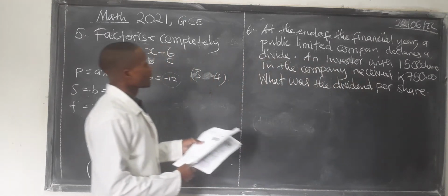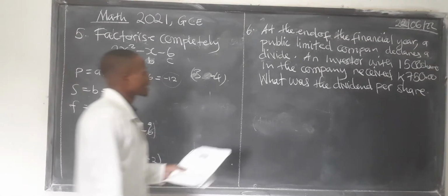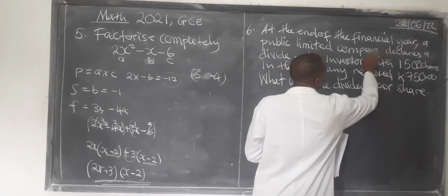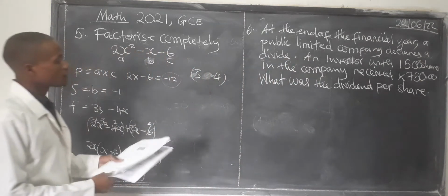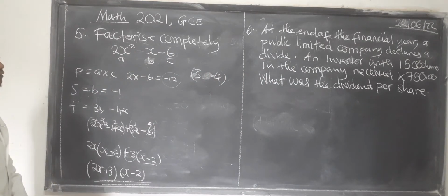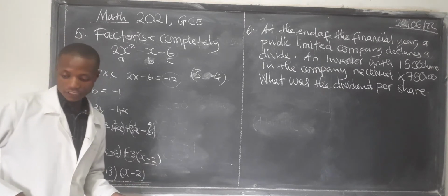So, at the end of the financial year, a public limited company declares a dividend. Then an investor with 1,500 shares in the company received 750 kwacha. Then what was the dividend per share?